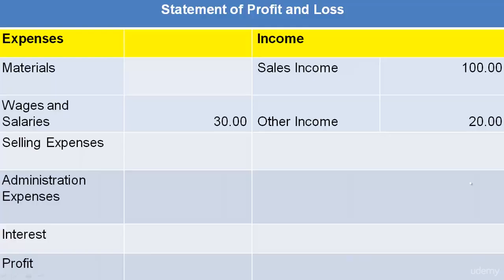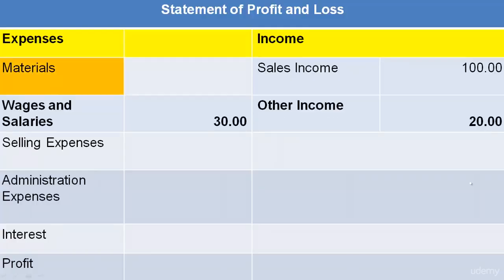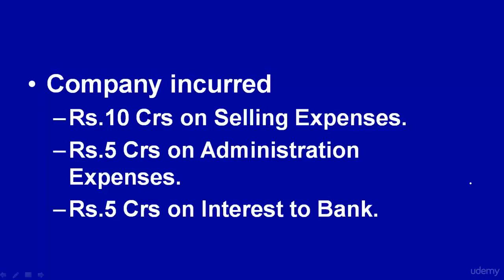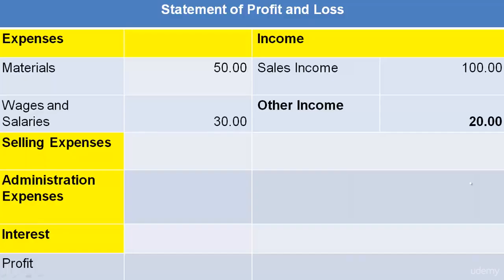Rupees 50 crores paid for material purchases for production. So you have purchased materials, and is it an expense or an income? Purchasing is an expense, so it should appear on the expense side, materials rupees 50 crores. And company incurred 10 crores on selling expenses, 5 crore on admin expense, and 5 crores on interest to bank. All these are expenses, right? So they all should appear on the expense side. It's highlighted in yellow and they are here.